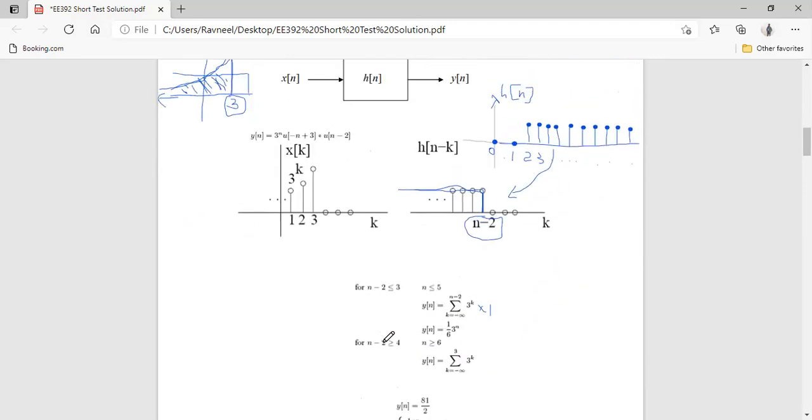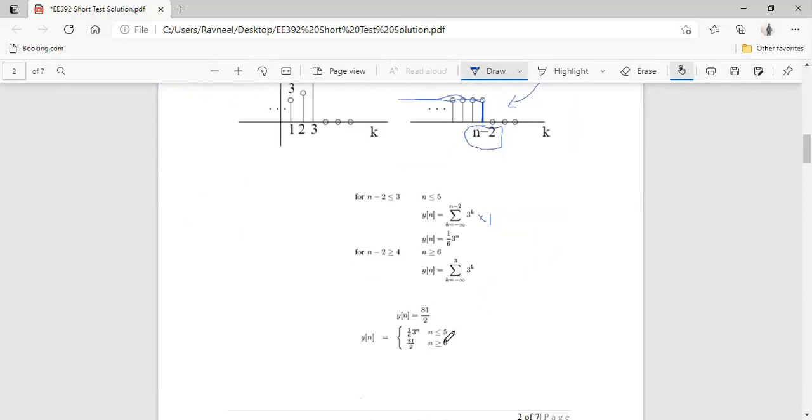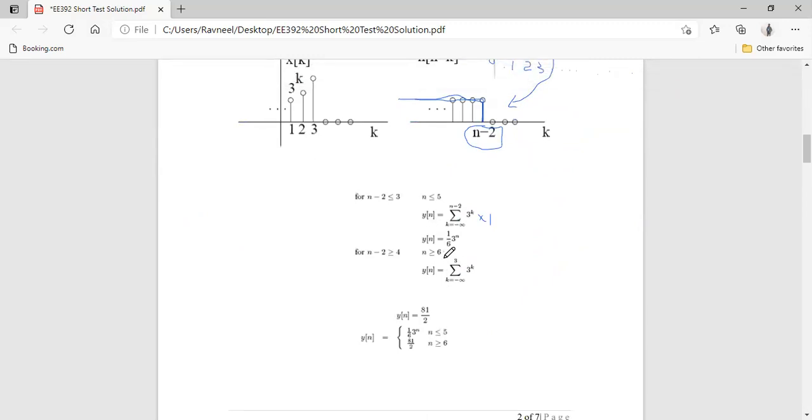And if n minus 2 is greater than or equal to 4, which is the condition, again you can simplify this by taking the negative 2 to the other side, and we end up with n greater than or equal to 6. This is just a condition, and it does not mean much. Once you have evaluated the summation from negative infinity till 3 using your summation properties, you'll get 81 upon 2.